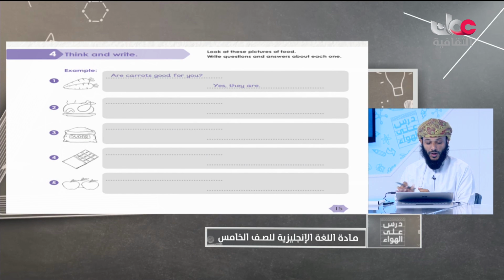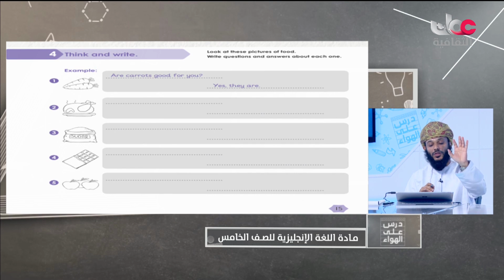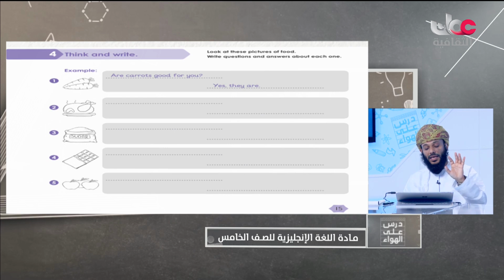Now, activity number 4 on page 15 of the skills book. Look at these pictures of food. Write questions and answers about each one. We have 5 pictures here. Number 1 has already been done for you. Are carrots good for you? Yes, they are. Now we have to write, for each one of them, a question and an answer. Again, if we have only one, we have to use is. If we have more than one, we have to use are.